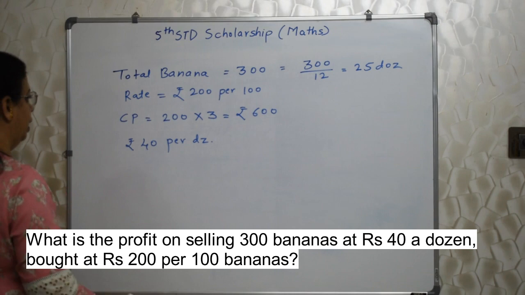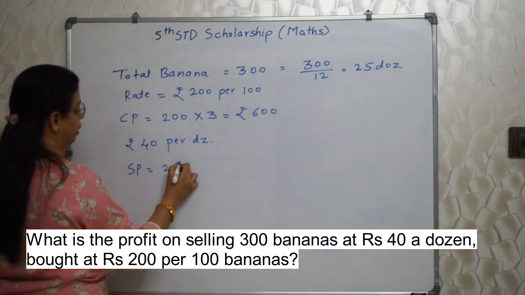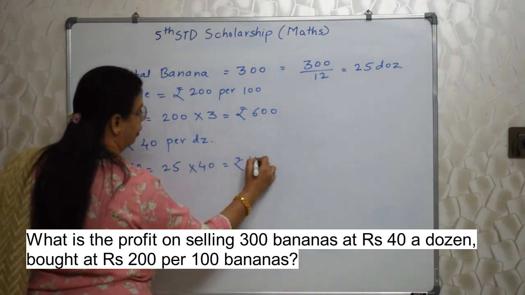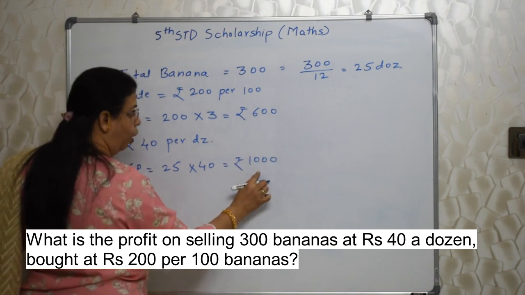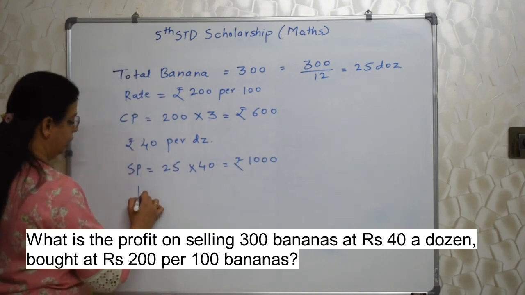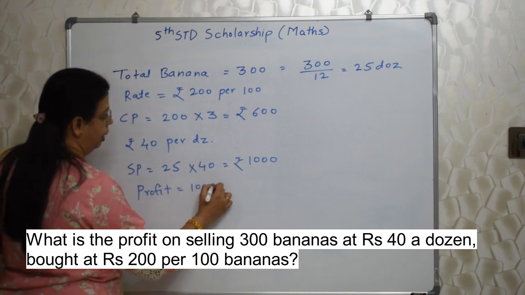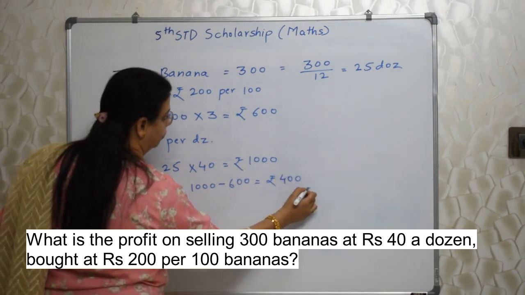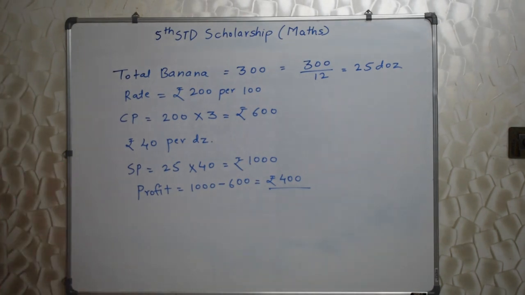25 dozen is 300 bananas only, okay? So if he sells all these 25 dozen at this rate, rupees 40 per dozen, he is going to get rupees 1000. He spent from his pocket rupees 600. He got this much money, 1000. So he is earning more. So obviously he has got profit. How much is it? SP minus CP. So the answer is rupees 400. This is our answer. Very, very interesting and very, very simple as well.